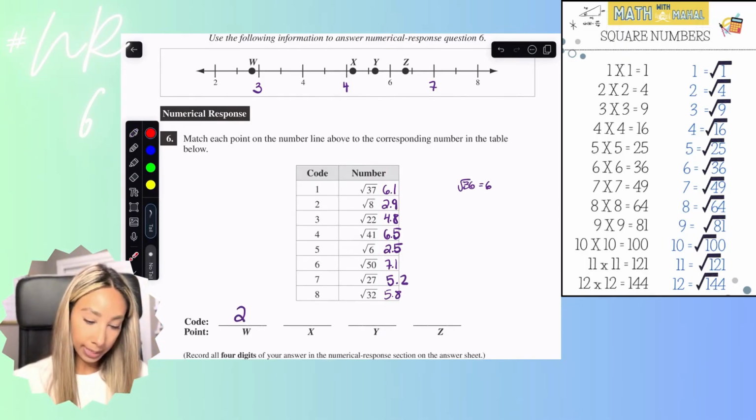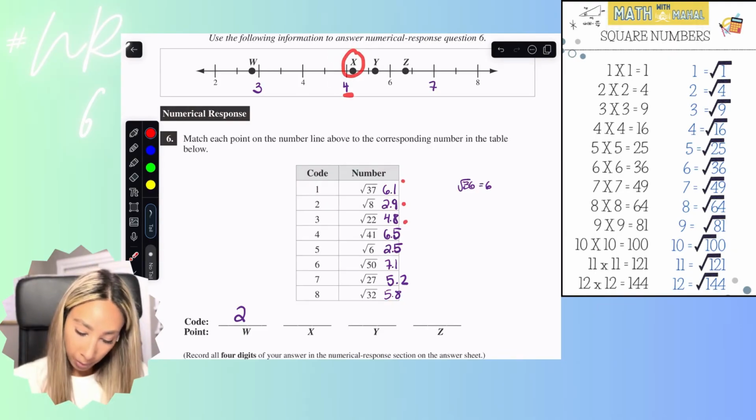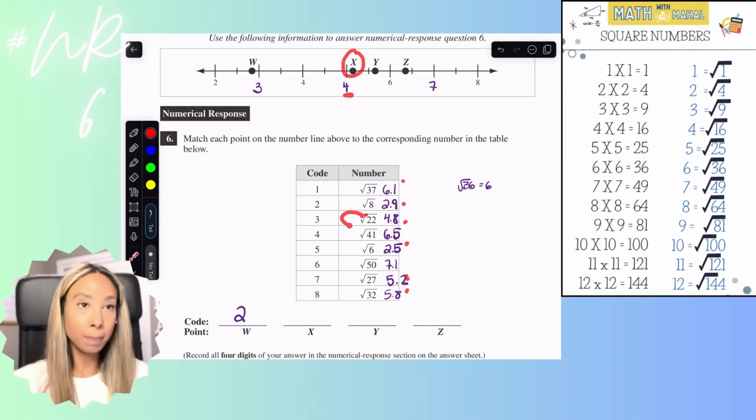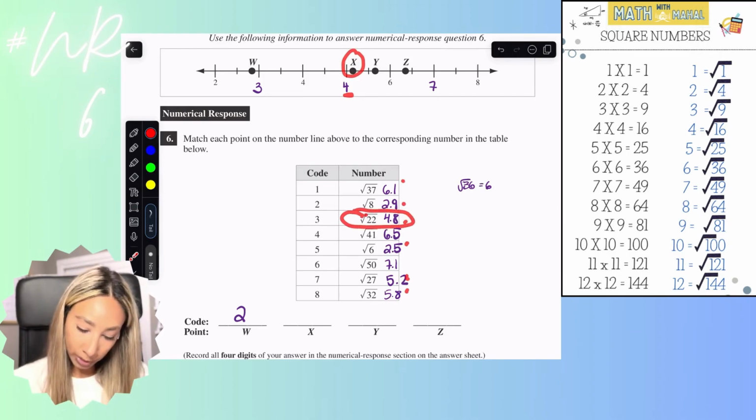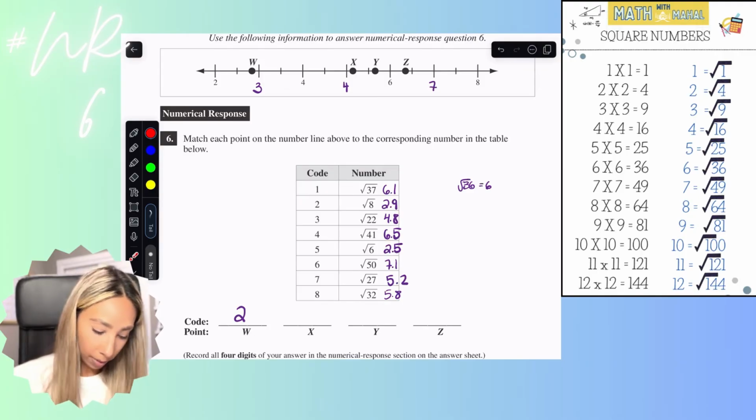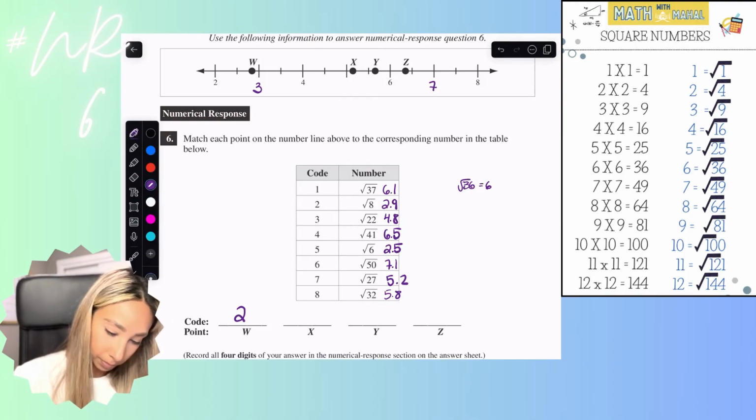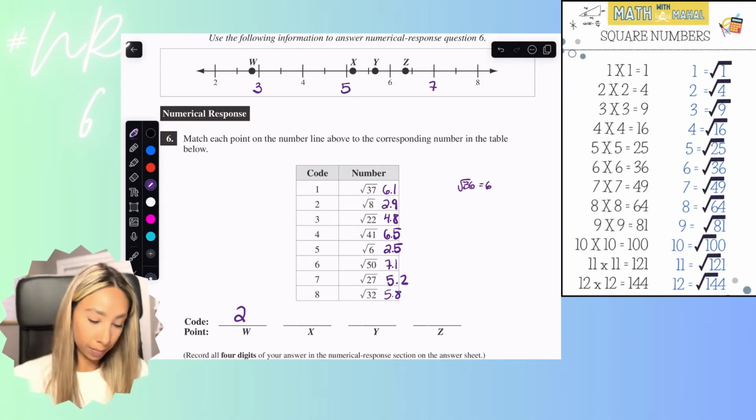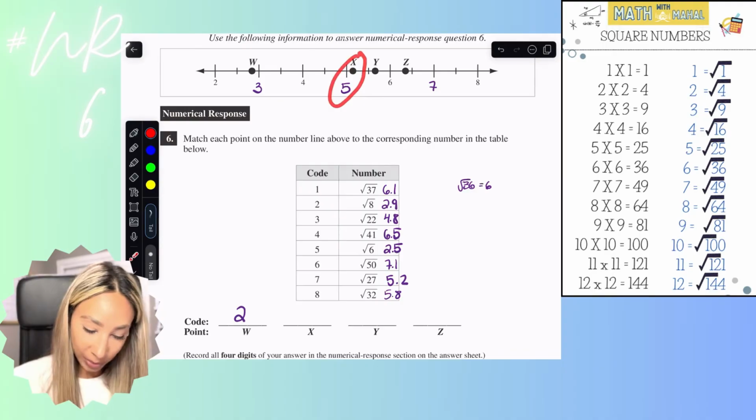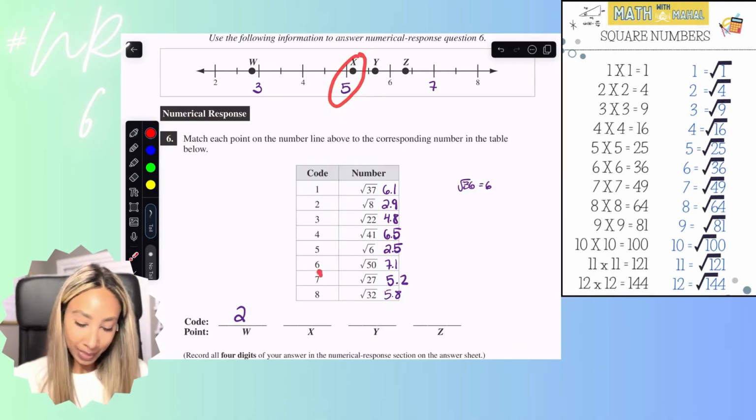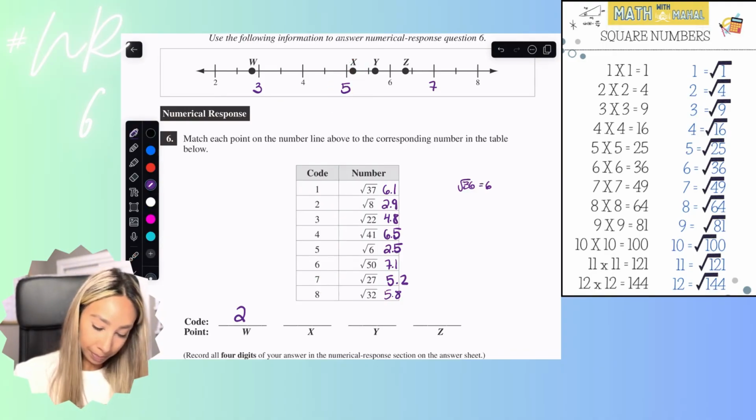Okay, our next one is X. This looks a little bit bigger than 4. The one that I have that's a bit bigger than 4 is about square root of 22. Now I know the square root, oh, I made a mistake there. Okay, after I fixed my number line, we're looking at 5. So we're looking at something that's slightly bigger than 5. That's going to be about number 7 here.